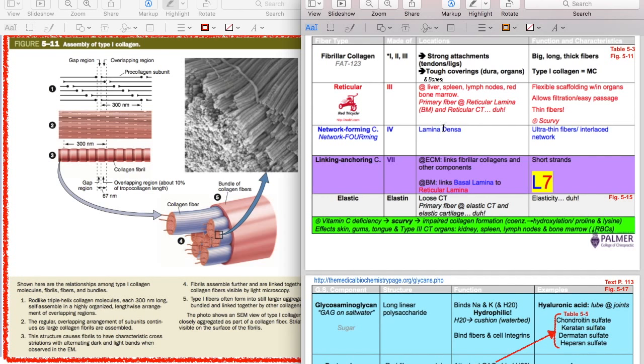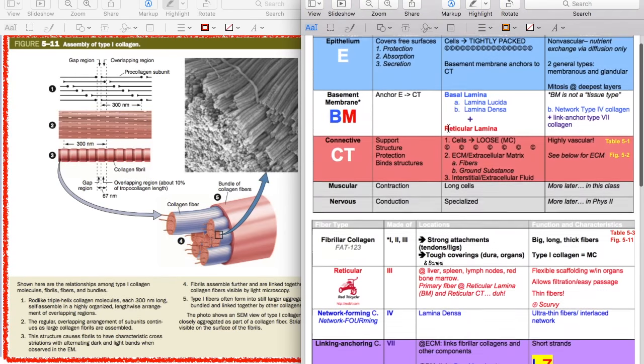Lamina densa is where we find this as a specific special location. The lamina densa: 1, 2, 3, 4. Type 4 collagen network forming fibers. That all lines up nice and clean. So these are ultra thin fibers in a network type configuration, kind of like reticular, but it's a lot finer, a lot smaller. And you might recall that it's smaller because we come up here.